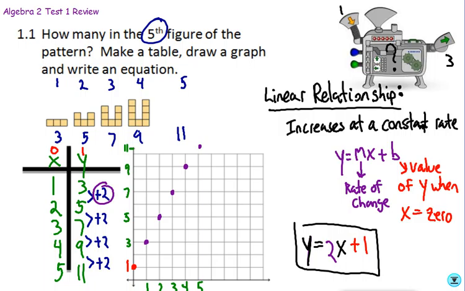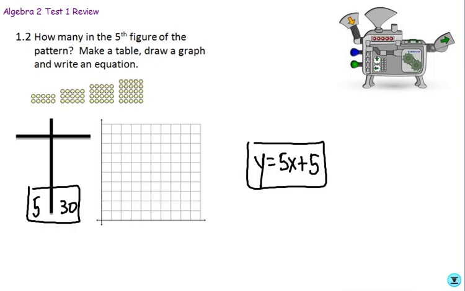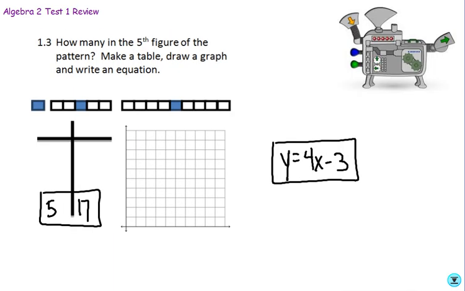Alright, so let's check your work here. If you take a look at 1.2, you should have got that the fifth figure would have 30 little circles in it, and that the equation describing that pattern would be y equals 5x plus 5. And then for 1.3, the fifth figure would have 17 rectangles, and the equation describing that pattern would be y equals 4x minus 3. Okay. All right, so we'll go ahead and conclude the first problem.